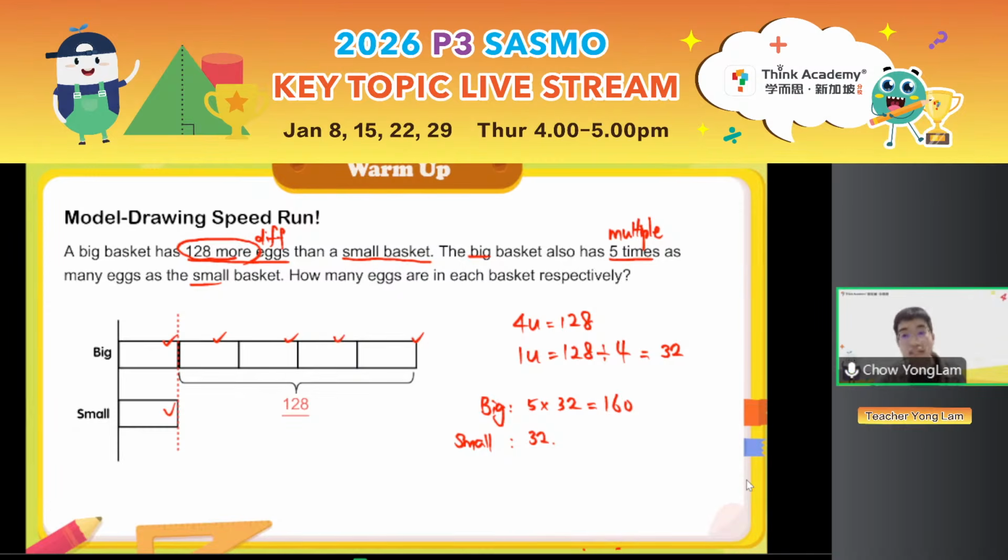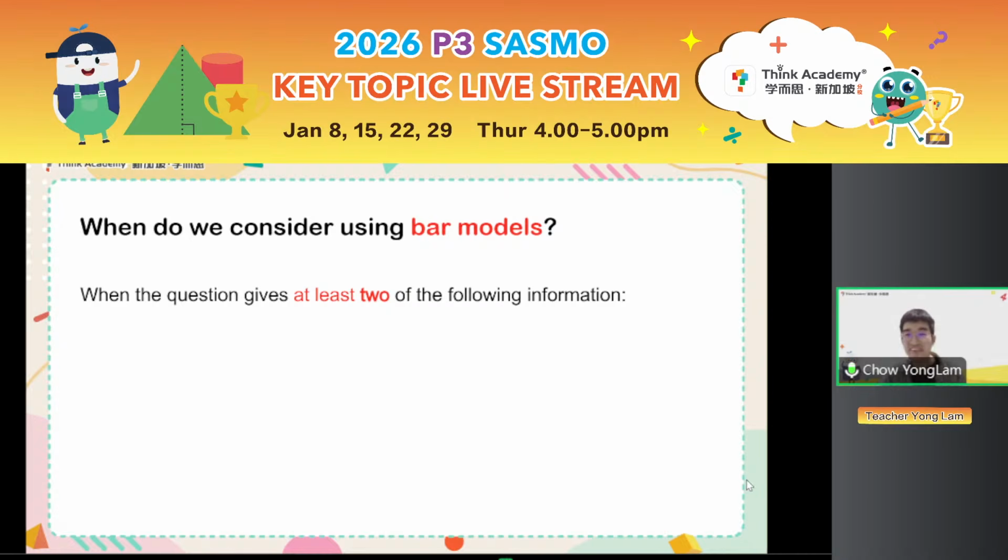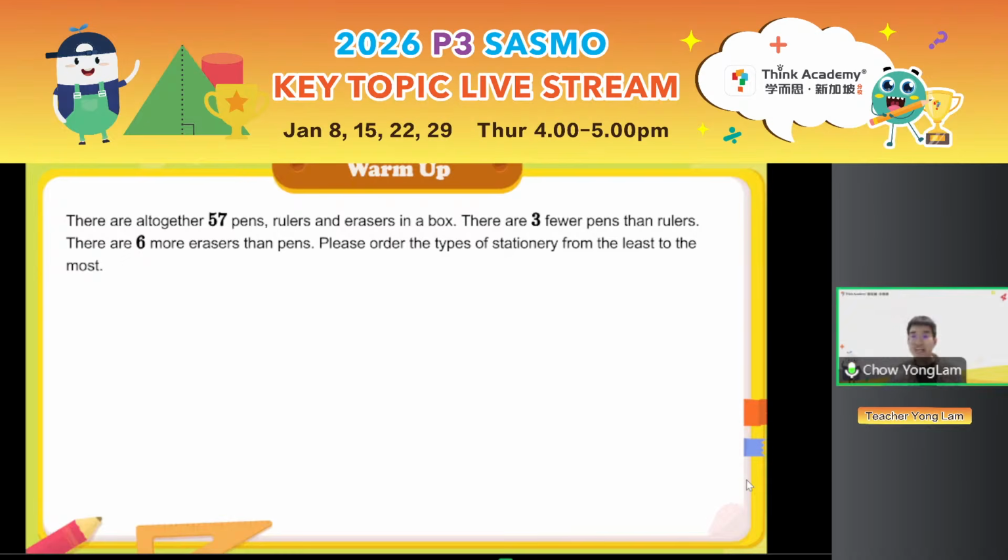What are the concepts that you need to know when you are doing these questions? Okay, with that, here's the key point from the warm-up just now. When the question gives you the total, which is the sum, the difference, and the multiple relationship, at least 2 of it, sum and difference, sum and multiple, difference and multiple, you will use bar model to solve it. Okay, this is the key point for today, the first key point. All right, and with that, now let's take a look at another warm-up.